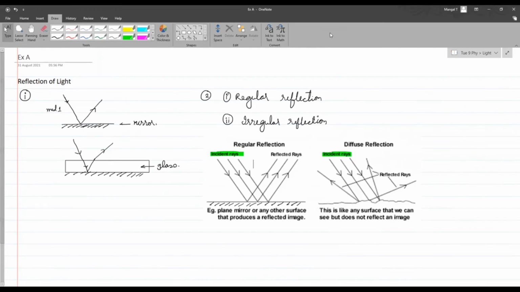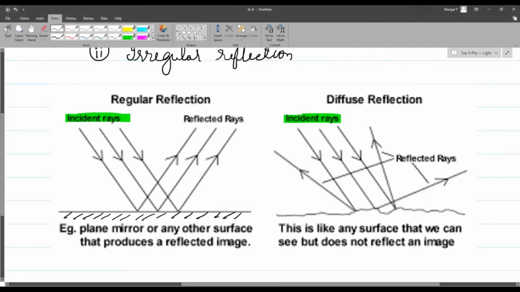The reason why, like this part over here, which is a regular reflection, is that they are reflected off a smoother surface, something which is very polished, like glass, a mirror. So they are reflected off that. And here they are reflected off a rough surface, like a wall. A wall is an example of a rough surface.